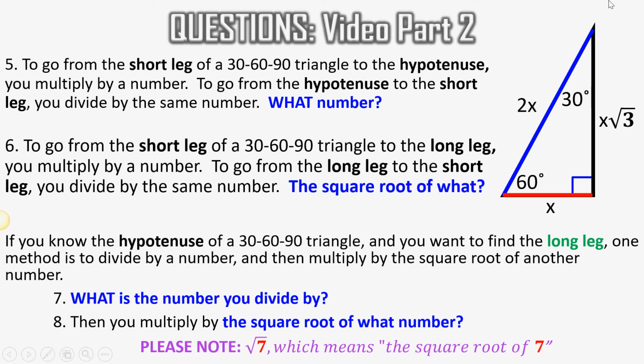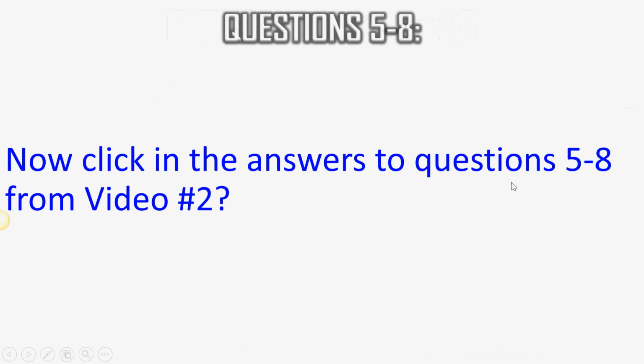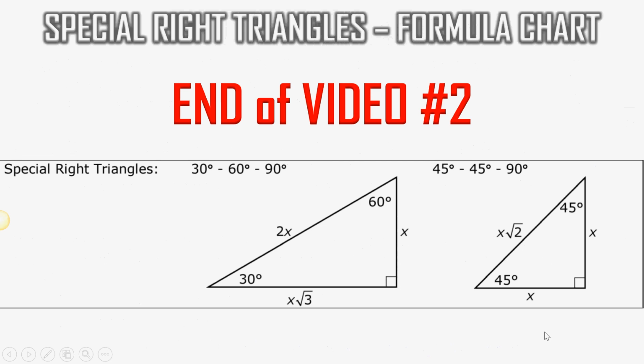Now, the hypotenuse: if you have that and you want to go to the long leg, a lot of times it's easier to go to the short leg and then to the long leg. So to go to the short leg, you're going to divide by a number. What's that number? We just said 2 earlier. And then to go from that short leg to the long leg, you then multiply by a number, and it's the square root of what? 3. Just type the 3. Don't put the radical symbol. All right, click those answers in All in Learning. And that is the end of video 2.